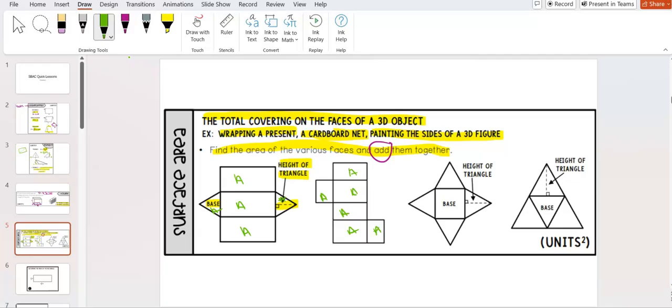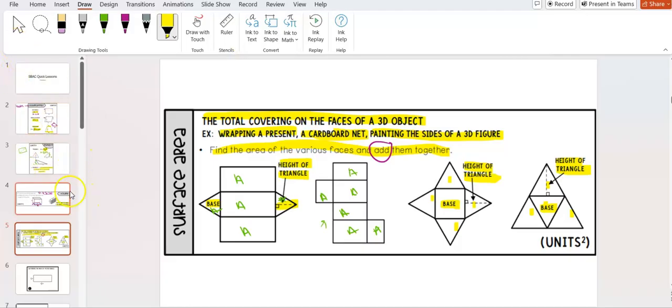together. This one is a net of a rectangular prism. Over here we have the net of a square pyramid. And over here we have a net of a triangular pyramid. And the same thing, you're going to find the area of each face and add them together.